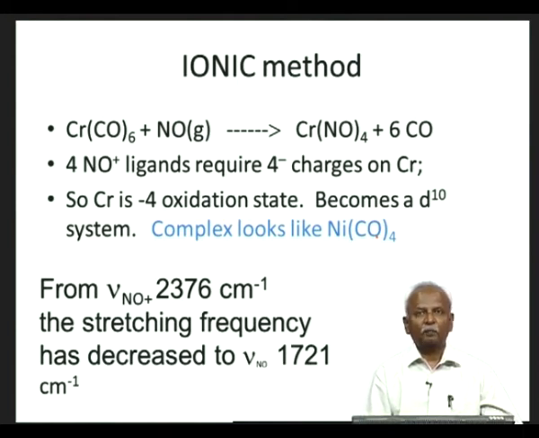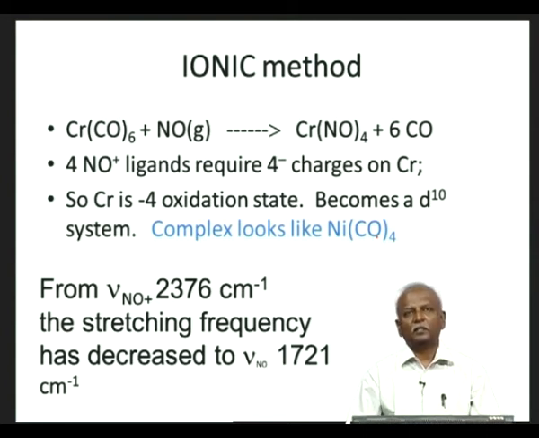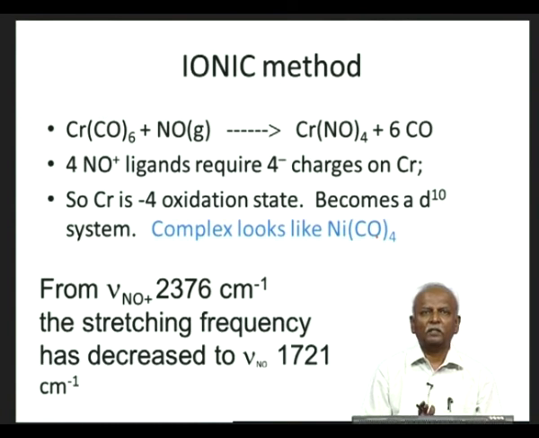The same electron counting can be done using the ionic method. If we take chromium hexacarbonyl and treat it with nitric oxide, and we form this complex, let us assume that it is in the form of NO plus.